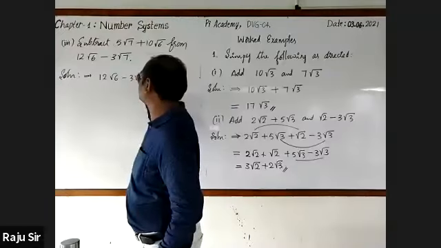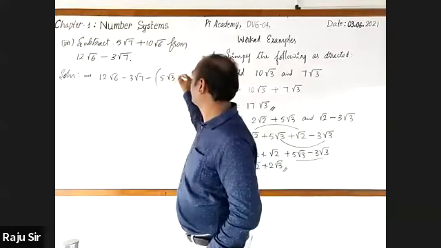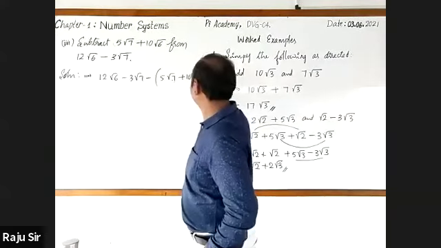12 root 6 minus 3 root 7. Excellent. Minus of 5 root 7 plus 10 root 6. Very good. Excellent. Please copy. Please copy.